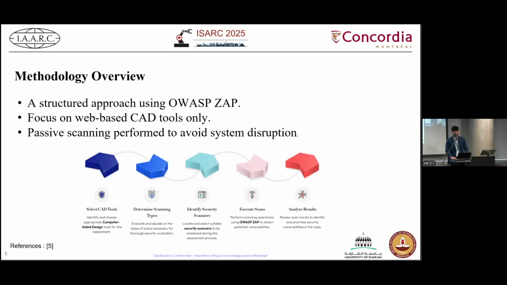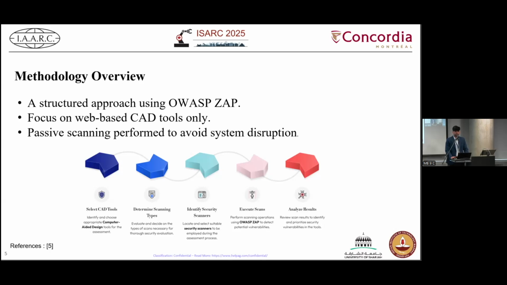This is our methodology, which follows a 9-step process designed specifically for web-based security assessment of CAD tools. We began by carefully selecting relevant CAD tools that are widely used in the AECO industry itself. And for vulnerability scanning, we used a technique called DAST, Dynamic Application Security Testing, which tests the application while it's during the runtime itself. And the tool that we use is OWASP ZAP, as I mentioned. So this is the scanning tool. Due to its strong community support and extensive features, this particular scanner was predominantly used.